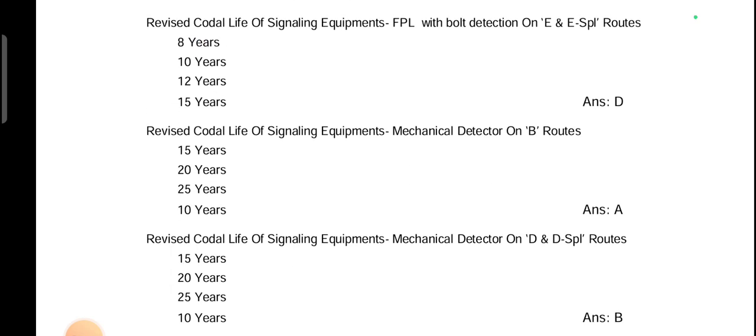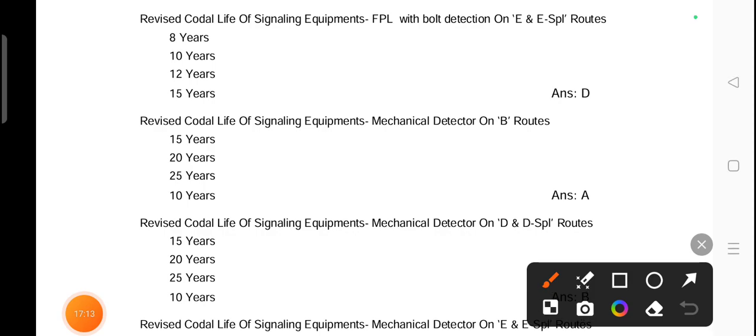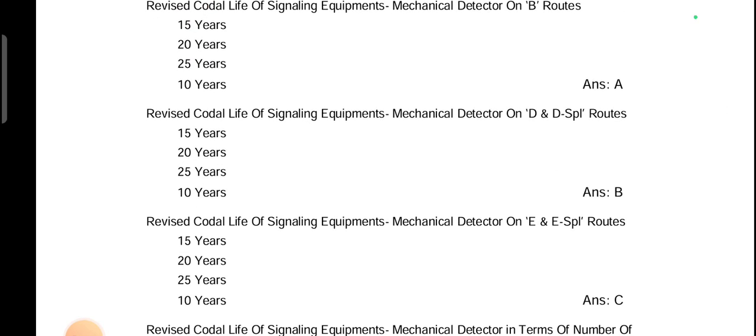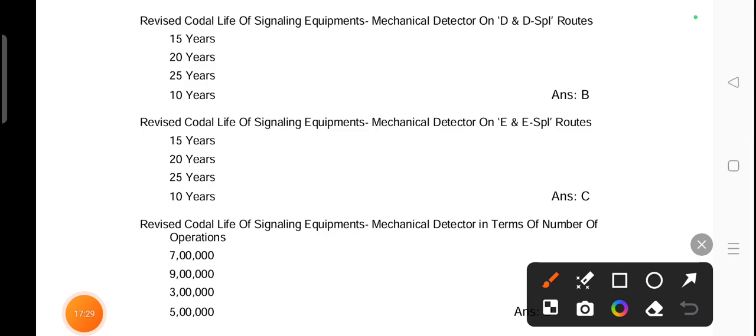Next, revised total life of signaling equipment, FPL with bolt detection on E and E special routes, 15 years. Revised total life of signaling equipment, mechanical detector on B routes, 15 years. Next, revised total life of signaling equipment's mechanical detector on D and D special routes, 20 years. Revised total life of signaling equipment's mechanical detector on E and E special routes, 25 years.